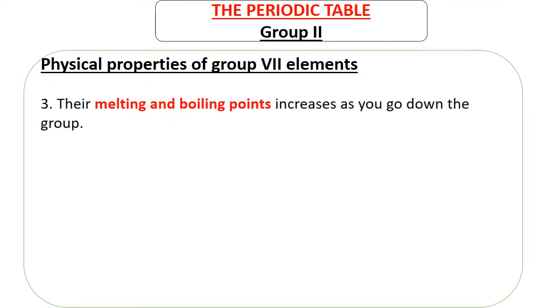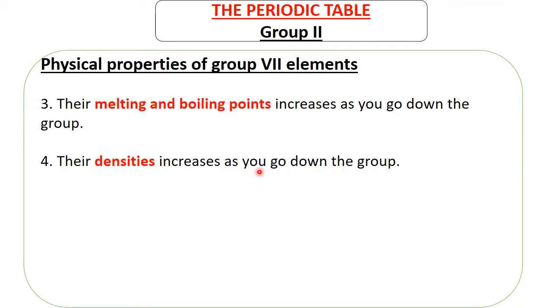Their melting and boiling points increase as you go down the group. This should also be intuitive. We have seen that they become more solid as you go down, and we expect solids to have a higher melting and boiling point compared to liquids. We also expect liquids to have higher melting and boiling points compared to gases. So as you go down the group, they change from gas to liquid to solid, and the melting and boiling points increase as you go down the group.